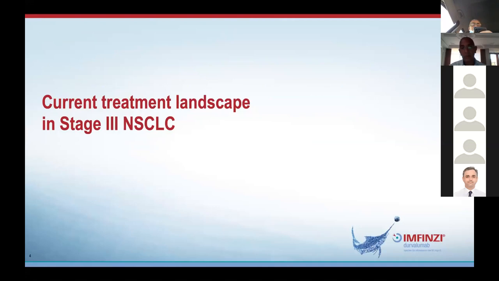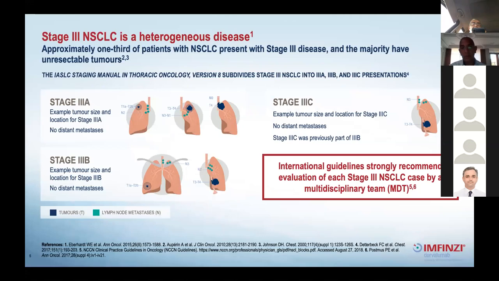So the current treatment landscape in stage 3 non-small cell lung cancer: approximately 1/3 of patients with non-small cell lung cancer present with stage 3 disease, and the majority have unresectable tumors. The decision on treating this heterogeneous disease, going from stage 3A to stage 3C, is based on a multidisciplinary team with the pneumologist, the radiation therapist, the oncologist, and the radiologist to decide how to manage these tumors based on the tumor size and the localization of the lymph node positivity.